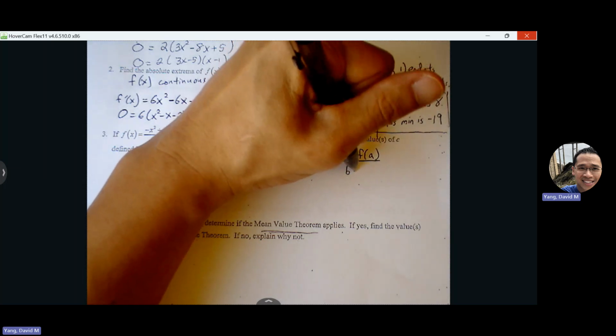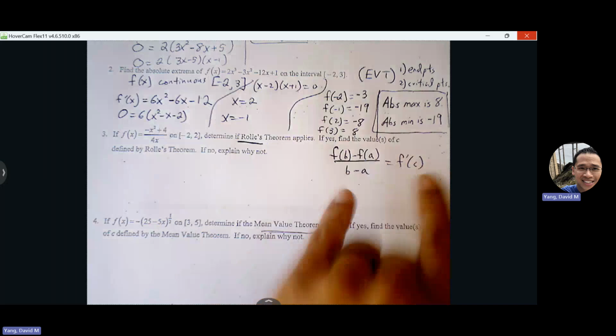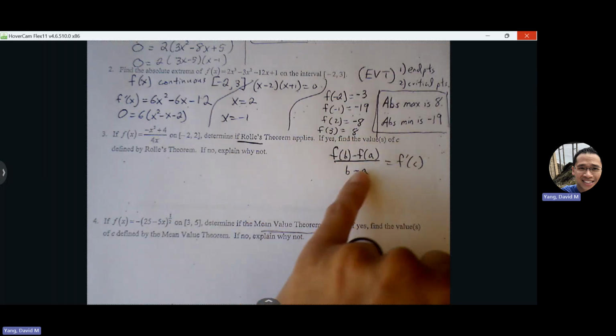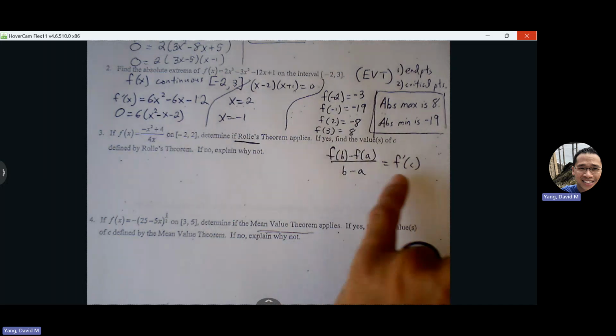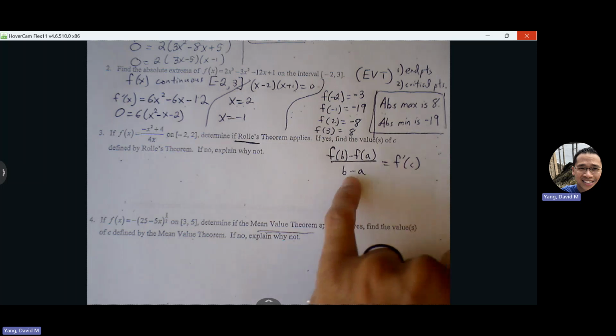You're going to find the slope between the two endpoints. You're going to find the derivative, and you'll set them equal to each other. All right. So slope doesn't require derivative. We're just going to find ordered pairs, find the slope. Then you find the derivative function, and then you set them equal to each other. And then you're looking for where they're going to match.